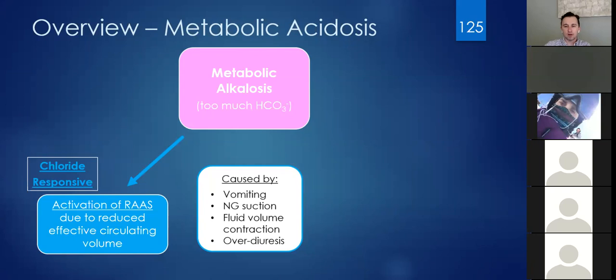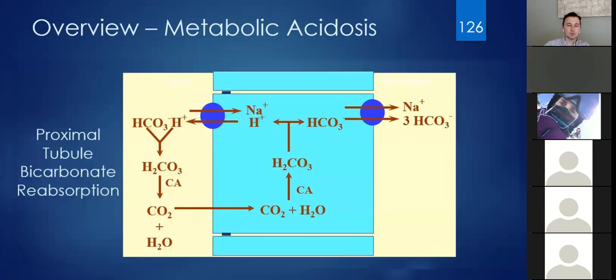Again, if there is a chloride responsive metabolic alkalosis, it's due to activation of the RAS system. Generally, it's going to be due to vomiting or NG tube suction, fluid volume loss or contraction, or overdiuresis. There's a lot of physiology and a lot of chemistry going on behind the scenes here, which I'm not going to get into because it's not really high yield. But in short, in these situations, when the RAS system is activated, you're going to get bicarb reabsorption in the proximal tubule, which ultimately will increase your serum bicarb level.